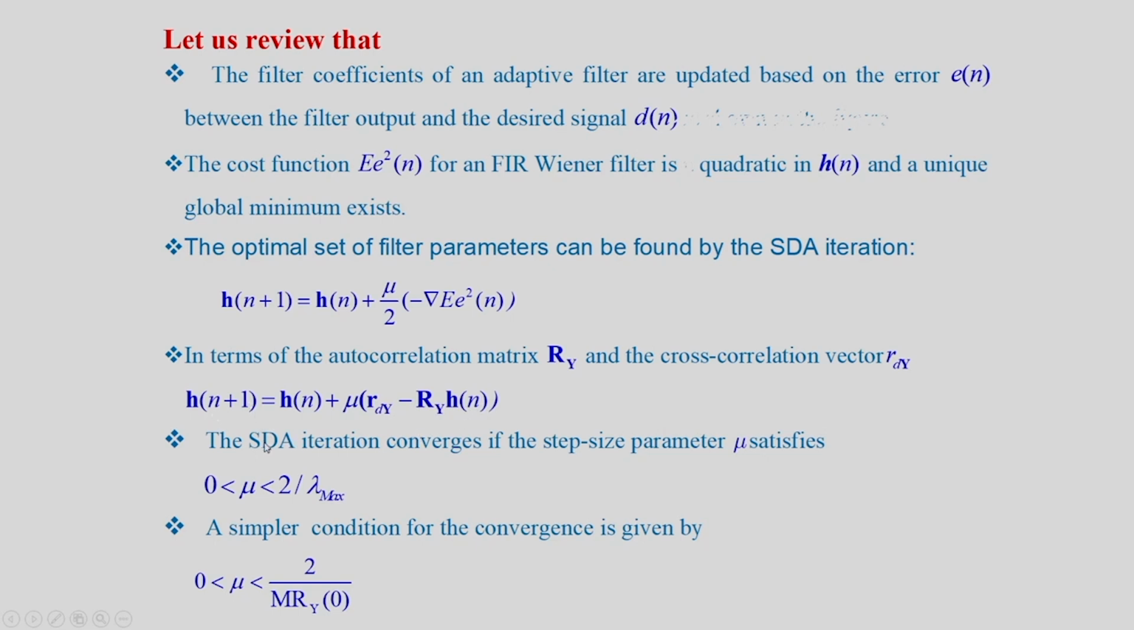This SDA iteration converges if the step size parameter mu satisfies this relationship: 0 is less than mu less than 2 by lambda max, where lambda max is the maximum eigenvalue of the Ry matrix. A simpler condition for the convergence is given by mu lies between 0 and 2 by m into Ry(0), where m is the length of the filter.